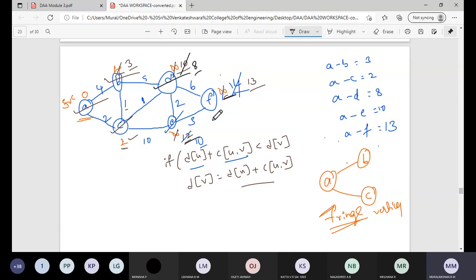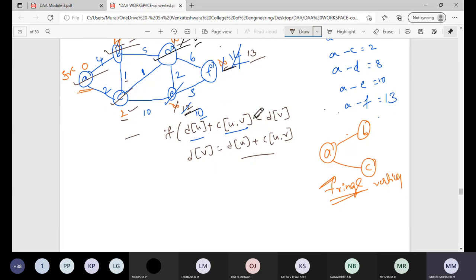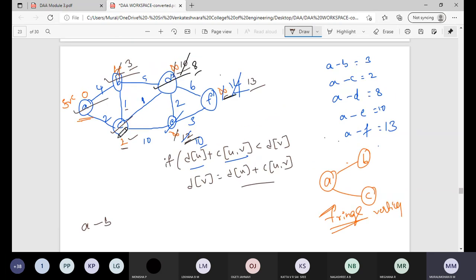Now you just see. We have finished everything, updating all the costs. Now what is the final cost we are having? So what is the final cost? A to B we are having, so these are the final values which we are having here, the final distances from source to the vertices. Okay, so A to B, the final value we are having is 3.